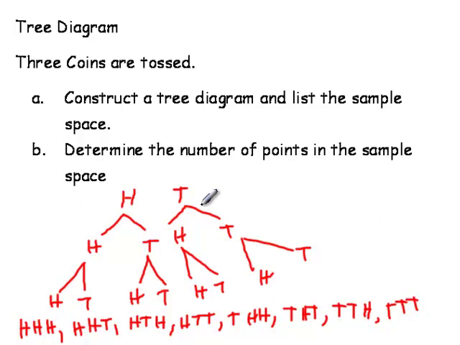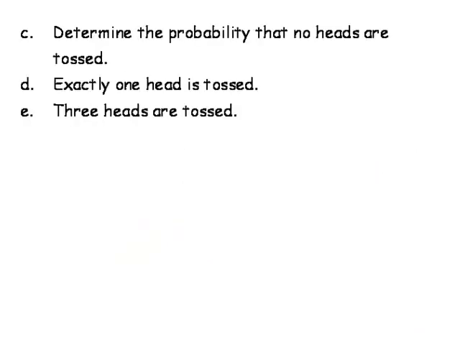We have a tree diagram and we've listed the sample space. There are 1, 2, 3, 4, 5, 6, 7, 8 points in our sample space. We're going to look at some questions that we can answer using our tree diagram. Determine the probability that no heads are tossed.